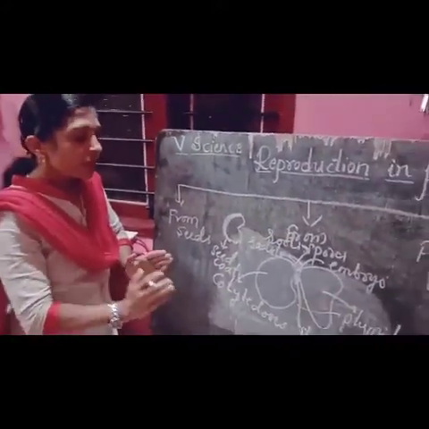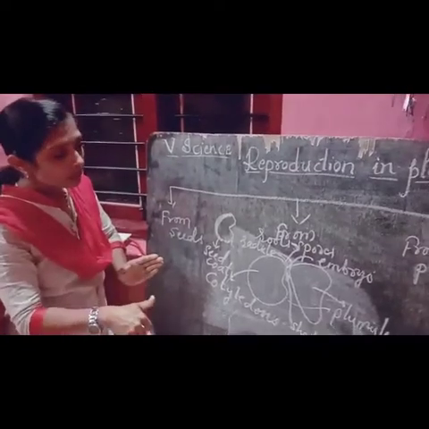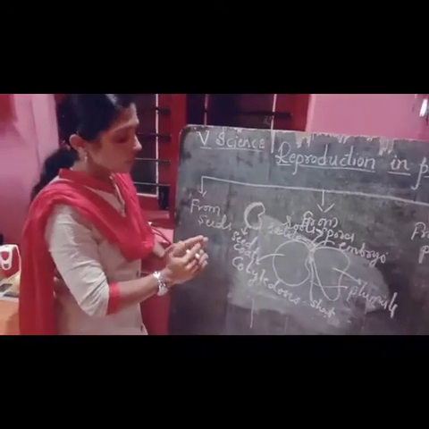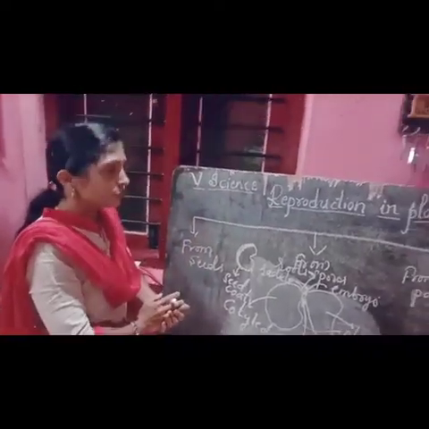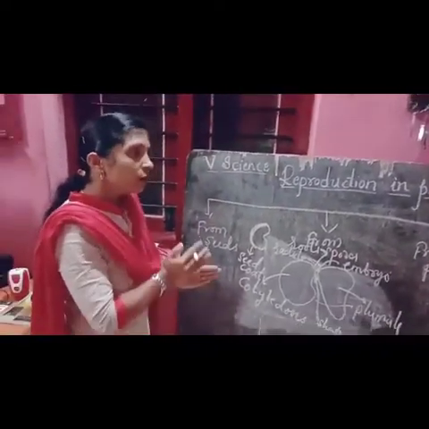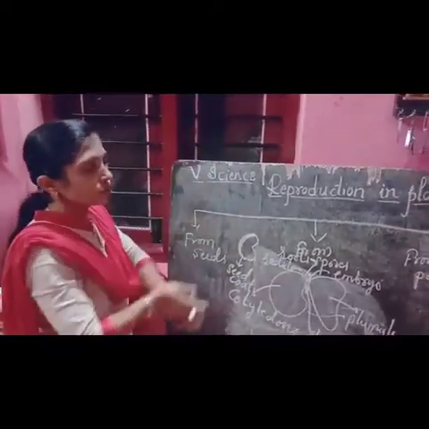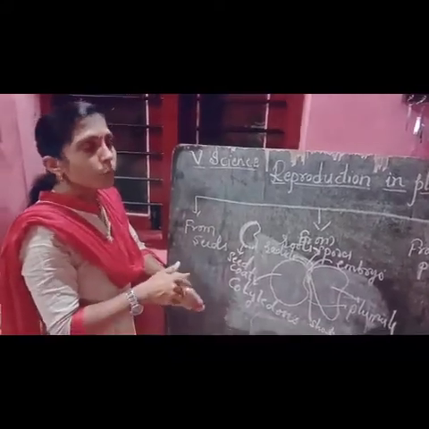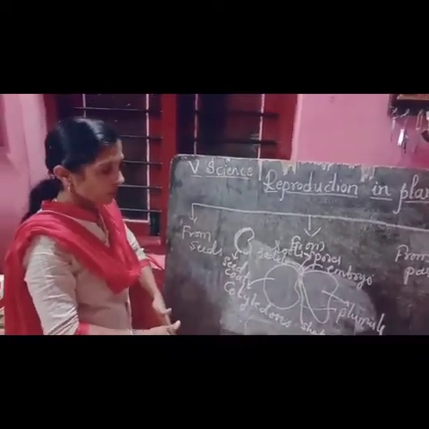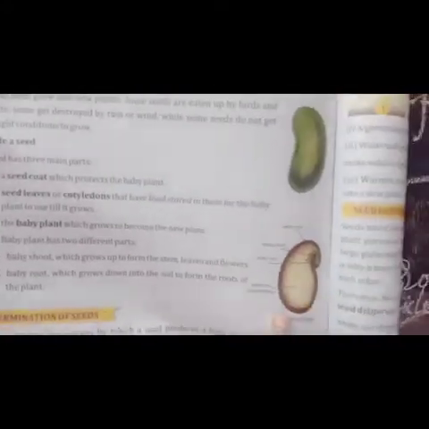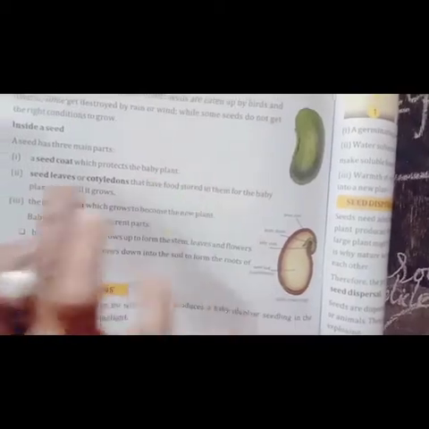So we can say radicle shows geotropic growth, and plumule or the shoot grows towards the light, phototropic. Phototropic means which grows towards the light, upwards, above the ground. Geotropic means which grows inside the soil and becomes a root. Now, here you can see, the function of this seed coat is that it protects the baby plant.